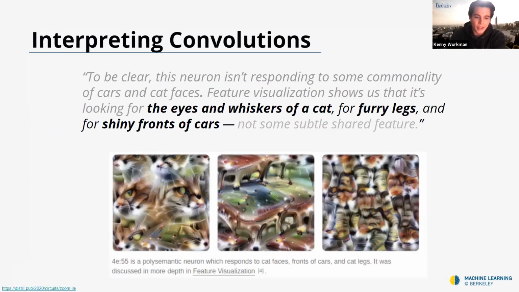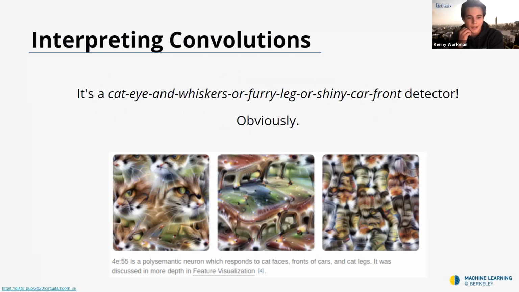So here we have a single activated neuron to show how confused it can get. We have the same neuron looking at the eyes, the whiskers of a cat, the legs, and the fronts of a car. And so obviously, with the next slide, it's doing all 3 at once, which makes absolutely no sense. Hence our quest for semantic meaning.